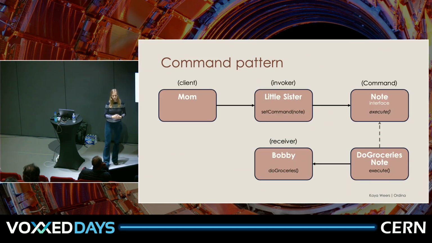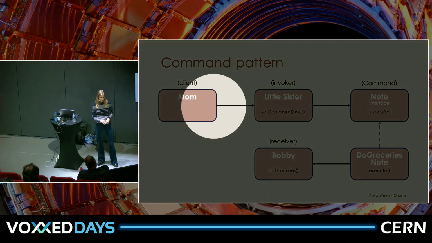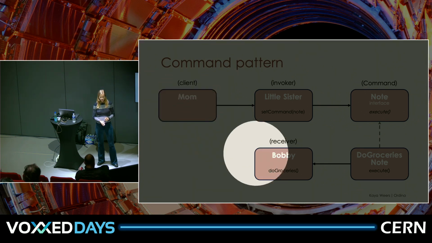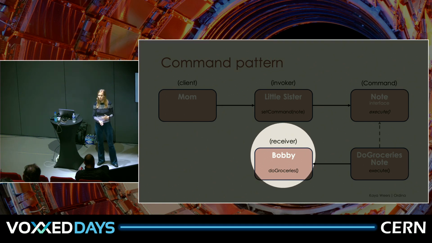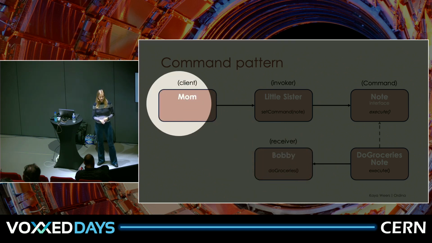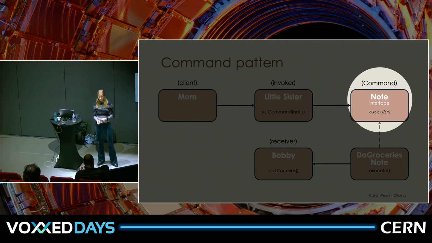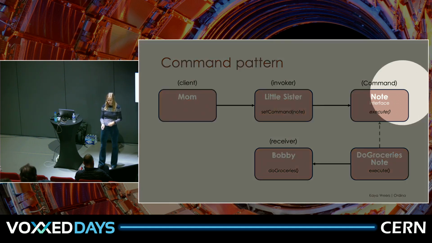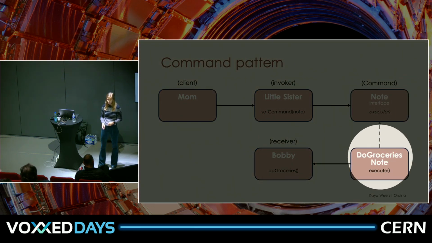Let's make it a bit more visual. As you see here, I've combined the names of the situation with the names of the pattern. And in this situation, we can see the mom as the client. So it starts with mom, and she knows she wants something done. So instead of going directly to Bobby, the receiver, the one who eventually has to execute what's asked by the client, she creates a note. And that note she creates is a do groceries note. So it's a concrete one which has the execute method and all the details.